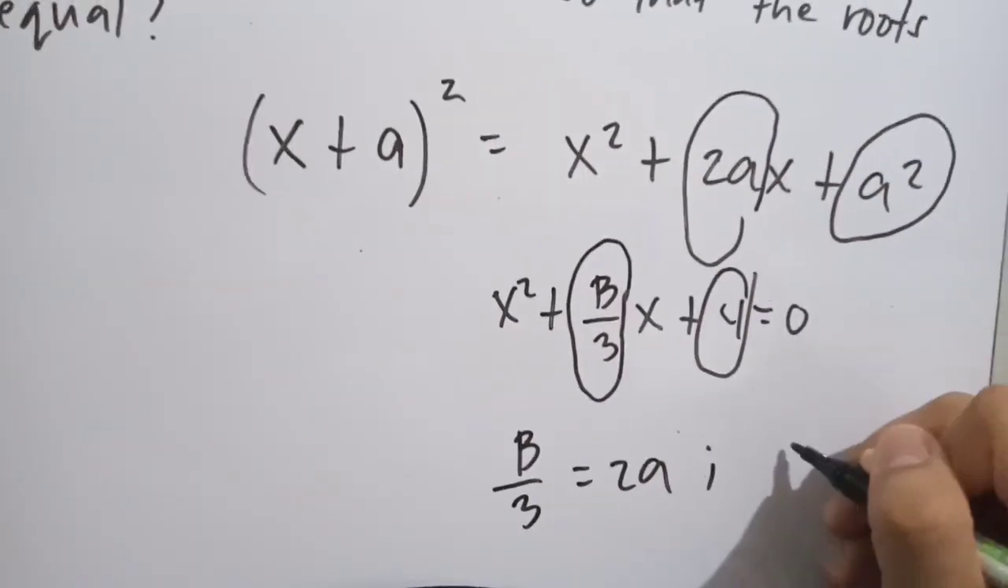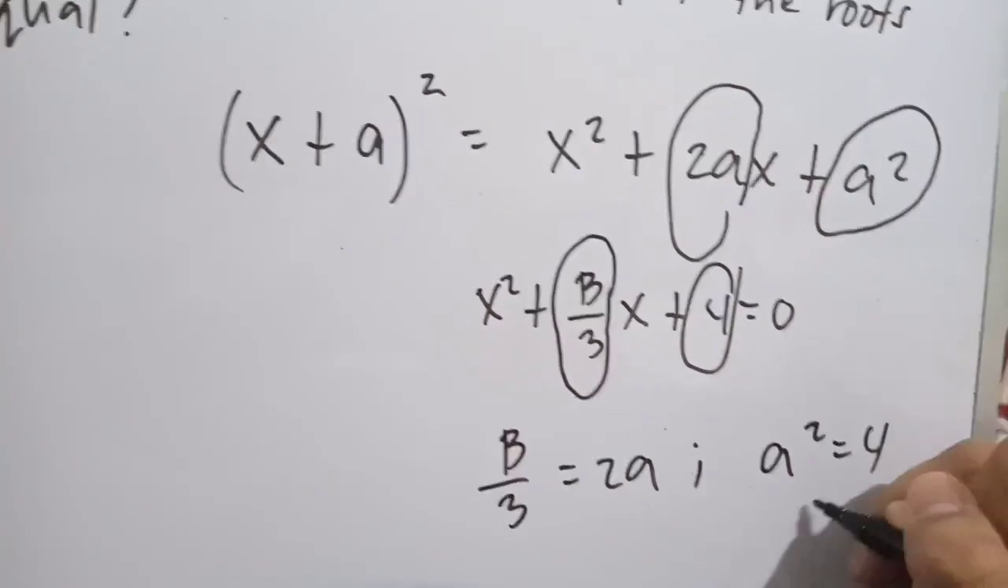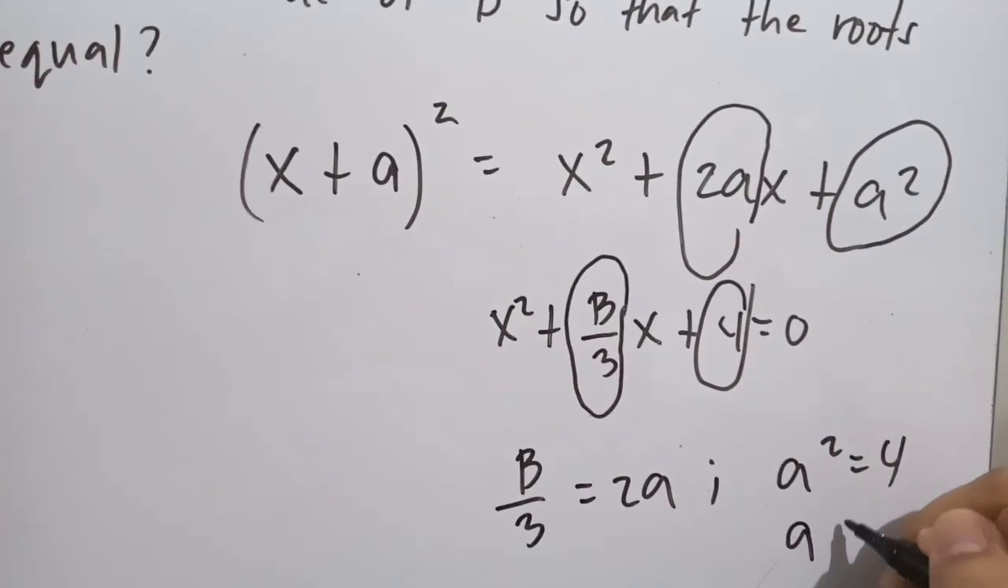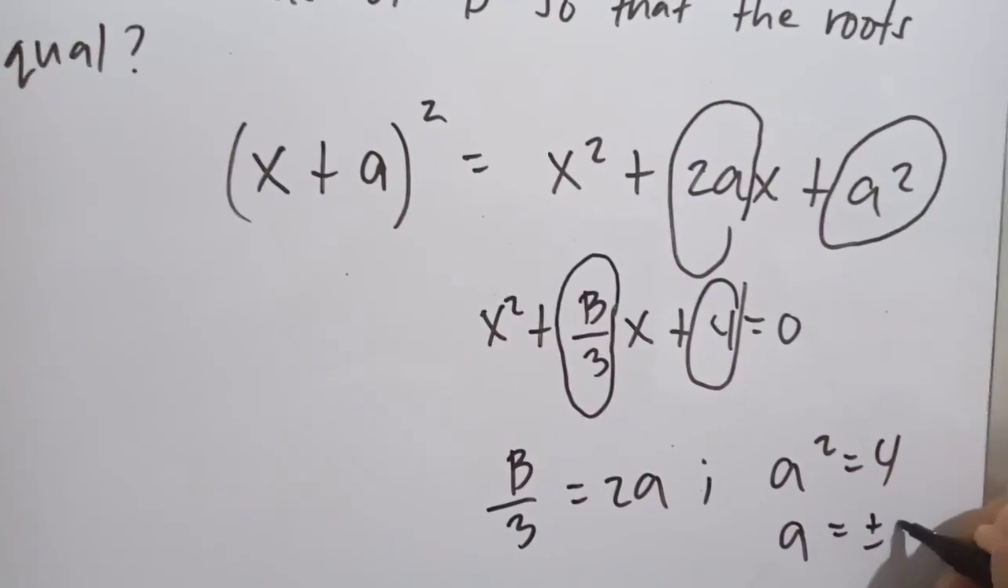So, ano nang value ng a natin? A squared is equal to 4. A is equal to square root of 4. So, gawin natin positive or negative 2.